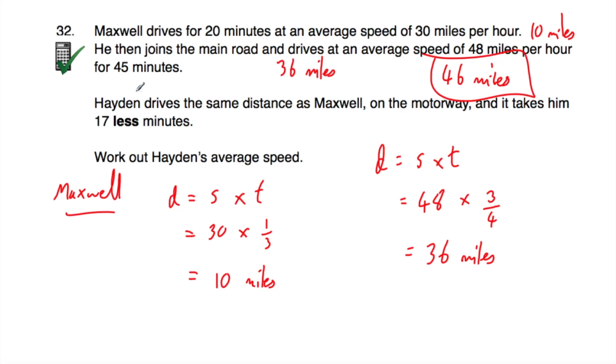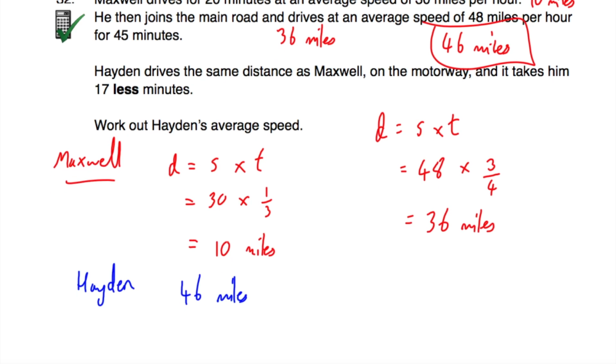Now if we go down here, we're told that Hayden drives the same distance. So Hayden drives the same distance, so he drives 46 miles as well. If we just write down here, Hayden. So Hayden travels 46 miles. And then we're told it's on the motorway and it takes him 17 less minutes.